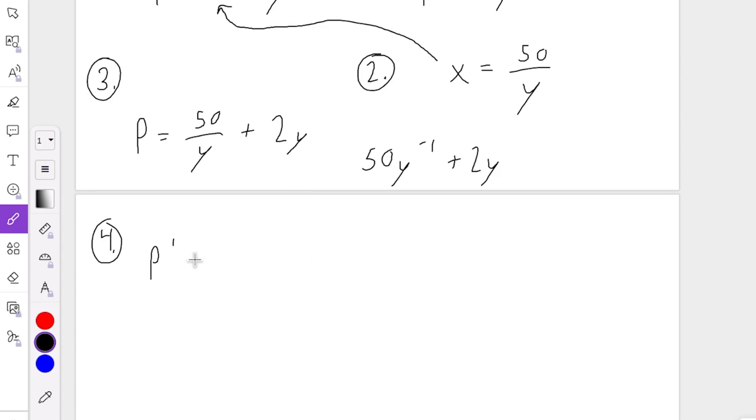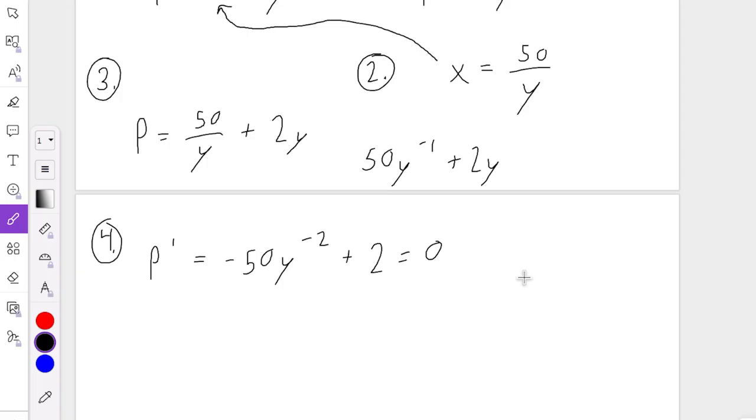Great. So the derivative of this, following just a simple power rule, the -1 comes out front, and -1 times 50 is -50. And now that's going to be y to the -2nd power. So I'm going quickly through that because I'm assuming you know this already. Plus the derivative of 2y, that's just going to be 2, easy. And this is going to be set equal to 0. So watch what I do next.